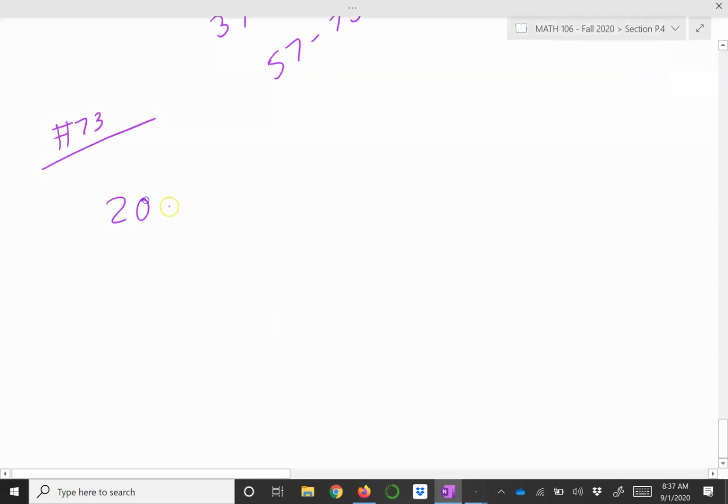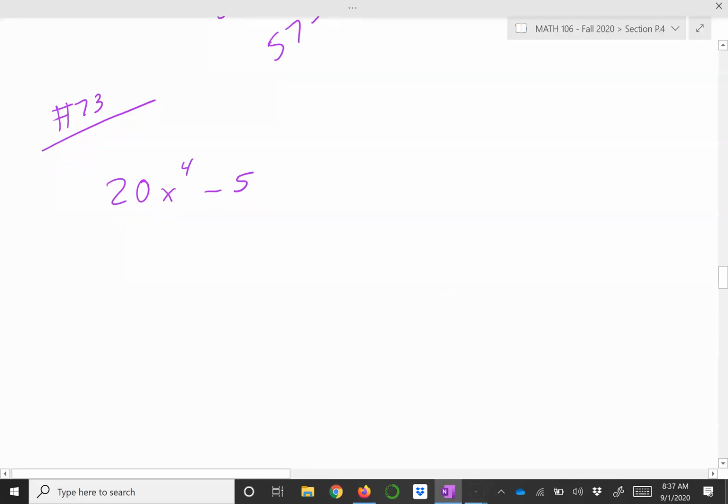73 is 20x to the fourth minus 5. This is in a section that says factor each polynomial using the difference of squares pattern. When you look at this, right off the bat, you can't take the square root of 20 and get a whole number. Same thing with 5. But can you factor something out?